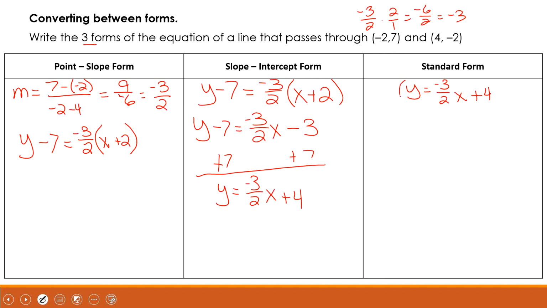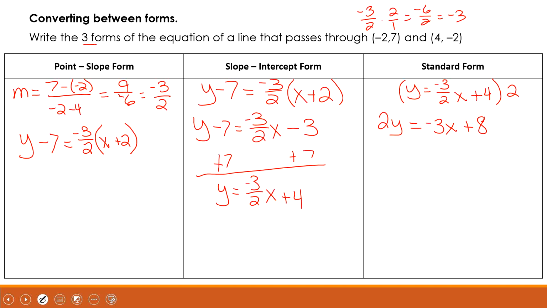So if I multiply everything in this equation by 2, I end up with 2y. My negative 3 over 2 again times 2, I've already done that over there, distributed, becomes negative 3x. That makes sense to everyone? And then 4 times 2 is just 8. So I end up with 2y equals negative 3x plus 8.